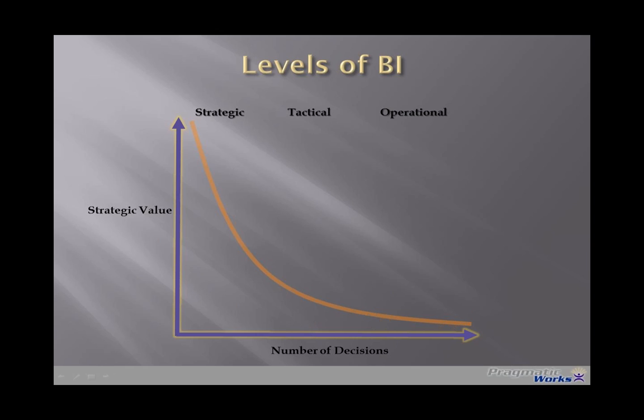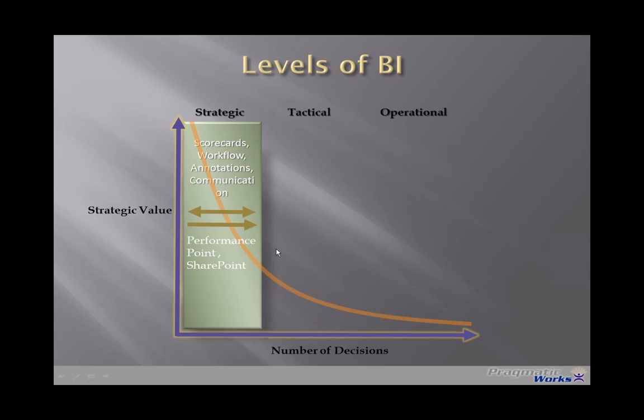Alright, so the first thing to realize when you're thinking about why there are different tools inside the Microsoft platform for developing BI is that the original intent was to actually address different markets. So if you think about business intelligence, there's really 3 different levels of business intelligence. So at the one end, we've got strategic.